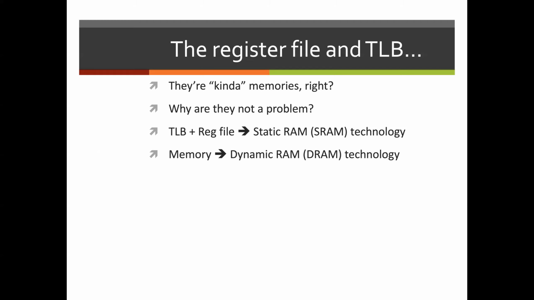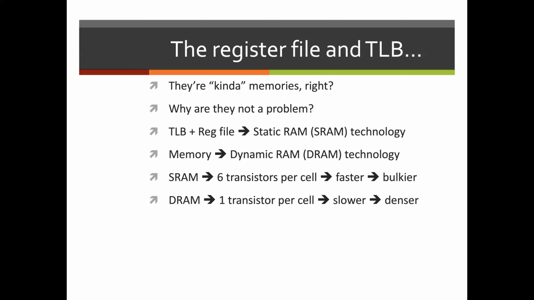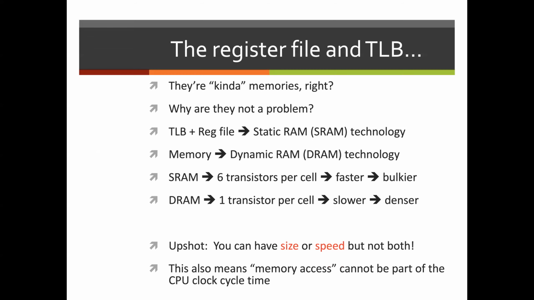And so let's consider how each of these are implemented. With SRAM, we have 6 transistors per cell. So that means that it's going to be faster, but a little bit bulkier. With DRAM, we have 1 transistor per cell. And so that means it's going to be slower and a little bit denser. And so basically this means that we can have size or speed, but not both. And this also means that memory access cannot be part of the CPU clock cycle time.